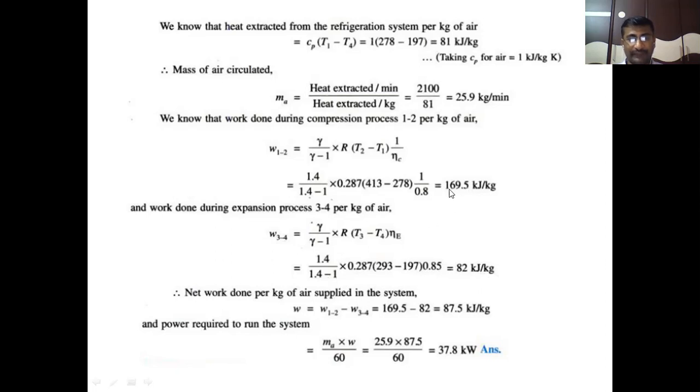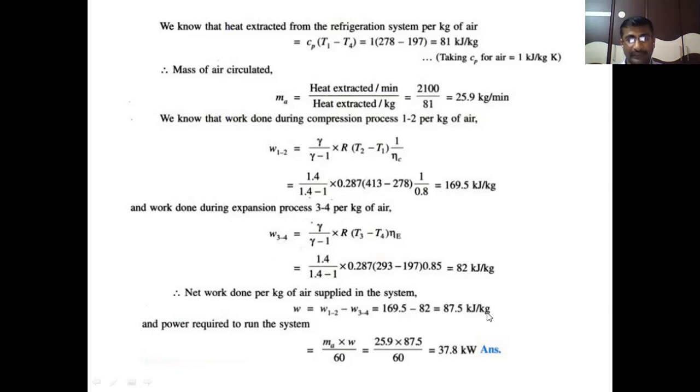Therefore, net work is 169.5 minus 82. Then we get 87.5 kilojoules per kg of net work needed by the system. And the power required to run the system: what is the power required? If we know the work per kg, then the total amount of air circulating is 25.9 kg per minute.